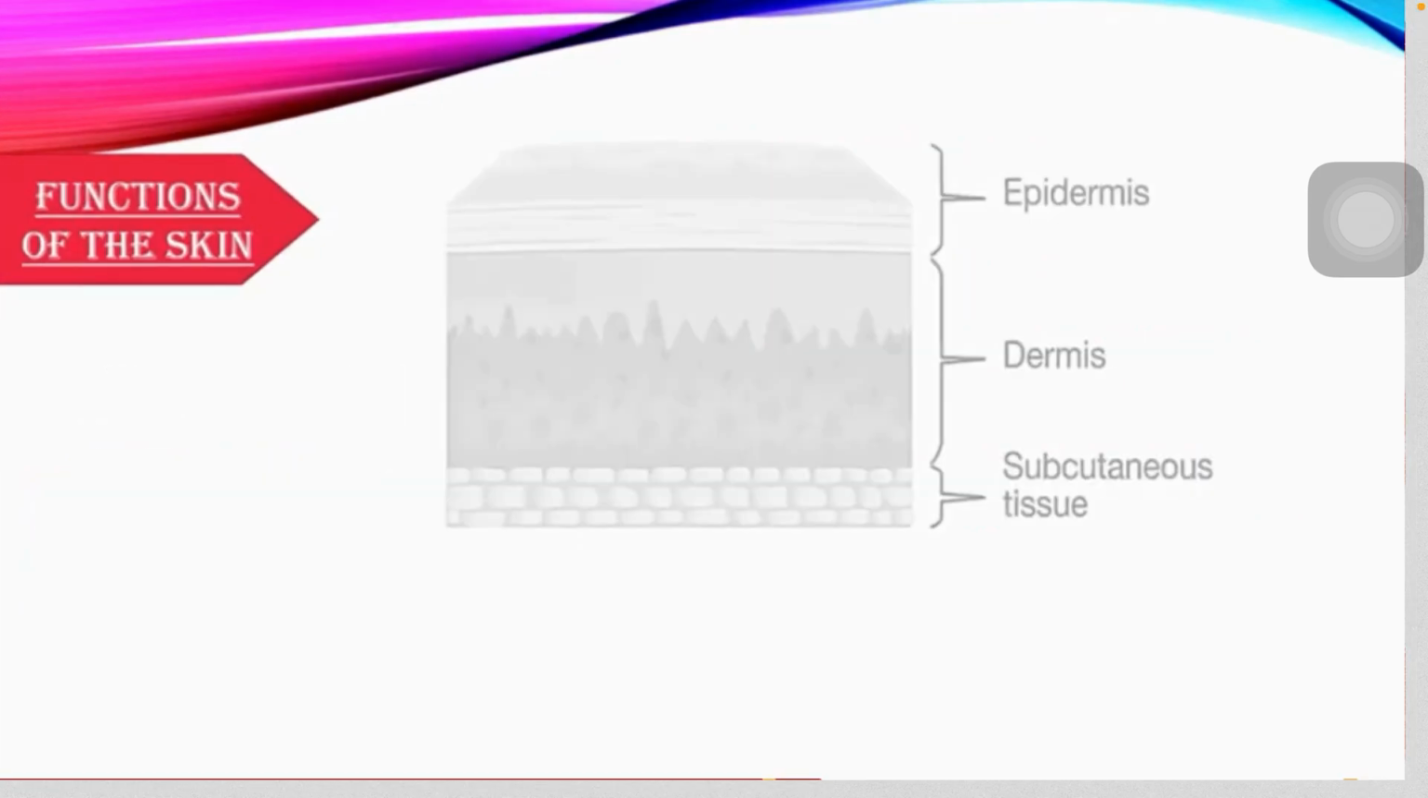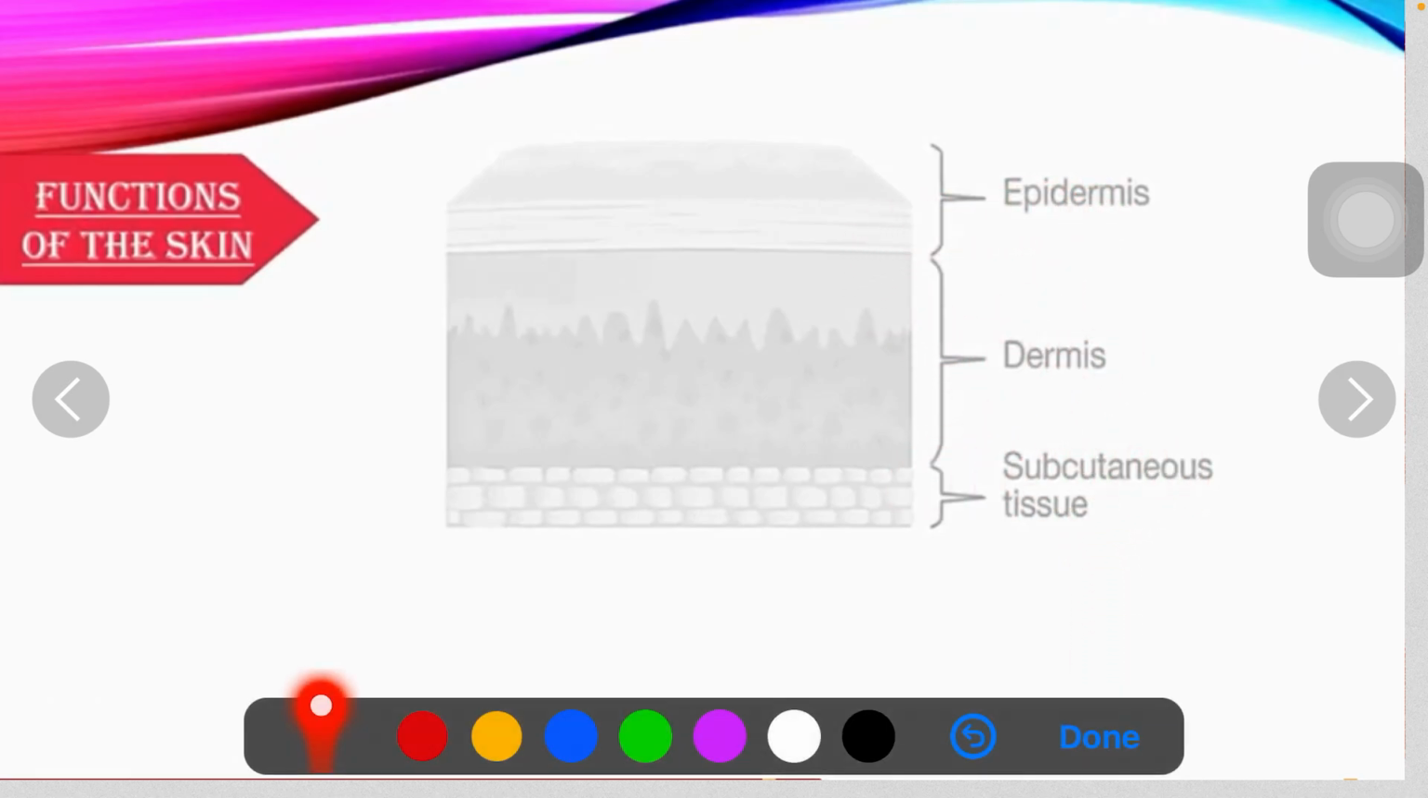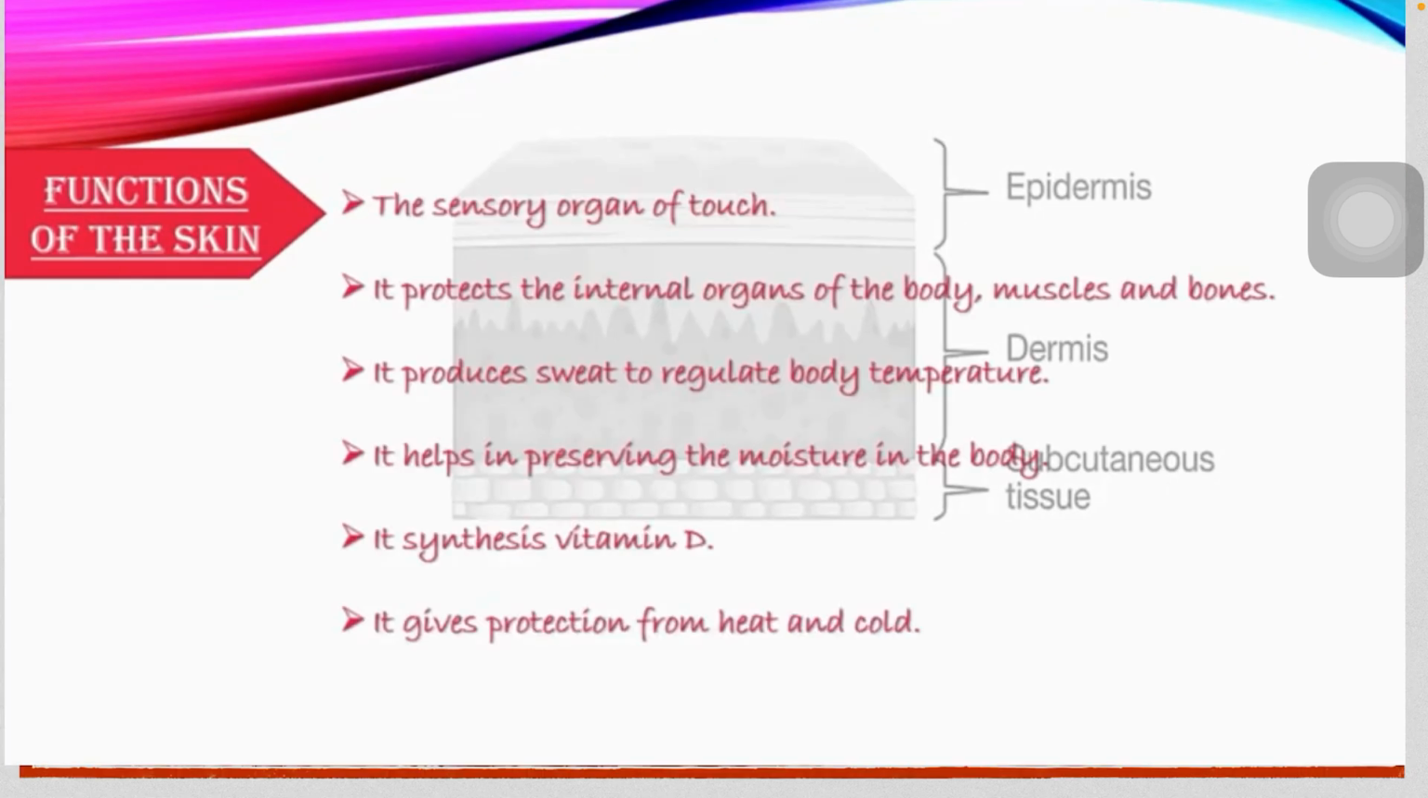Let us see the function of the skin, that is epidermis, dermis and subcutaneous. It is the sensory organ of touch, and it protects the internal organs of the body, muscles and bones. Skin produces sweat to regulate body temperature. Sweat means pasina. It helps in preserving the moisture in the body and also it synthesizes vitamin D, giving protection from the heat and cold.